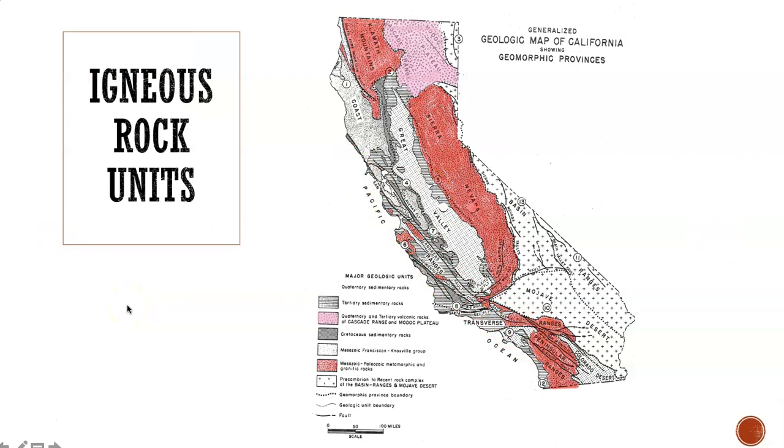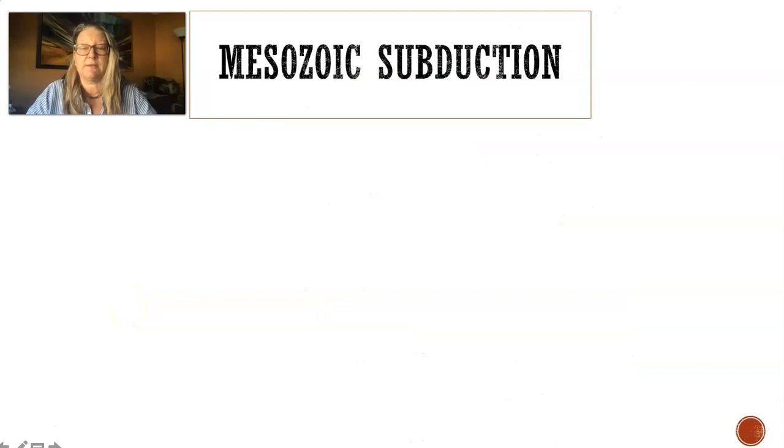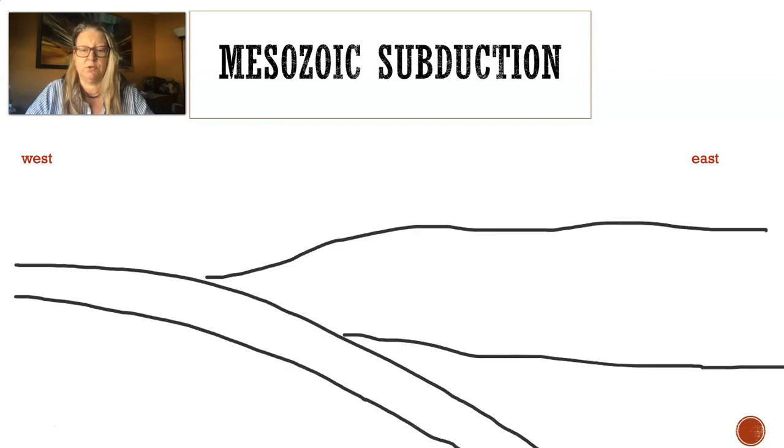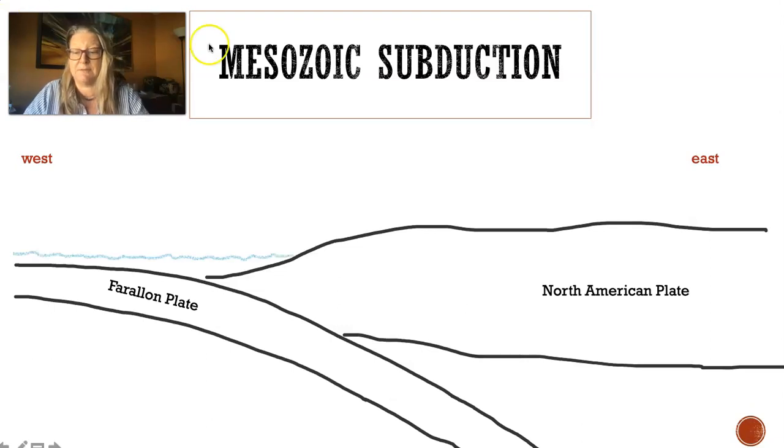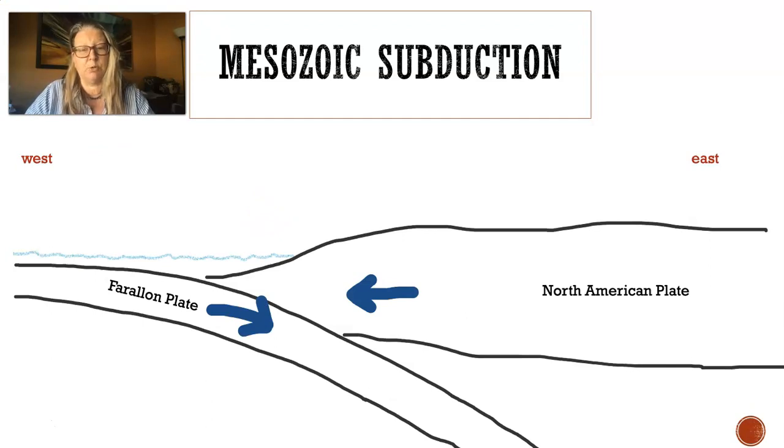So let's take a look at how these rock units formed. We're going to draw some pictures, so make sure you have your colored pencils out and some paper. We're going to do a Mesozoic subduction cross-section here, and we're going to have west on the left and east on the right. First, I want you to draw 2 plates that are heading towards each other in a subduction zone. The one on the left will be the Farallon plate. The one on the right will be the North American plate. Let's throw in the Pacific Ocean, just so you're clear where sea level is. These plates, again, are moving towards each other. And this is what was happening for 100 million years in the Mesozoic.